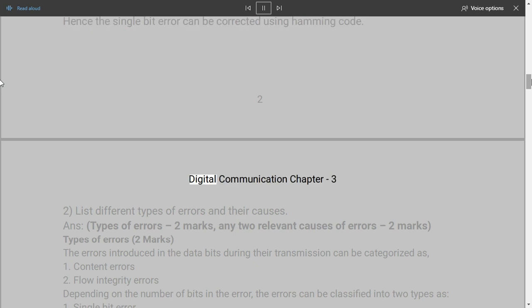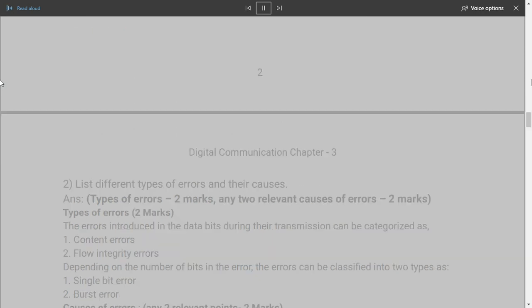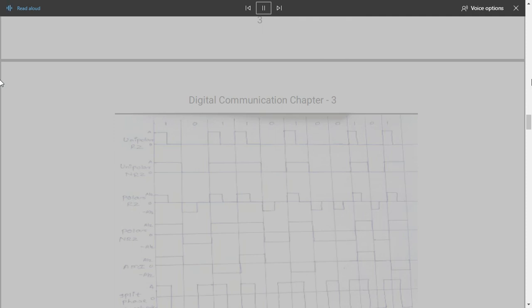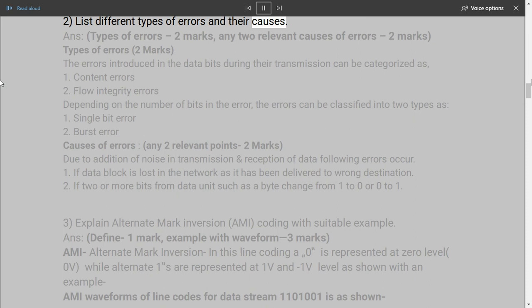Digital Communication Chapter 3. 3. 2. List different types of errors and their causes. ANS: types of errors, 2 marks; any 2 relevant causes of errors, 2 marks.